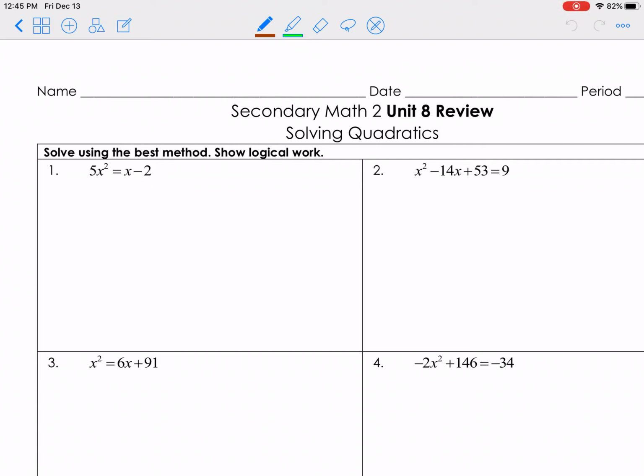Okay, we're going to go over the Unit 8 review. The test is Monday, so you need to make sure that you understand this material by the time we get there. Before we start to solve these quadratic equations, I want to remind you of a couple of things.